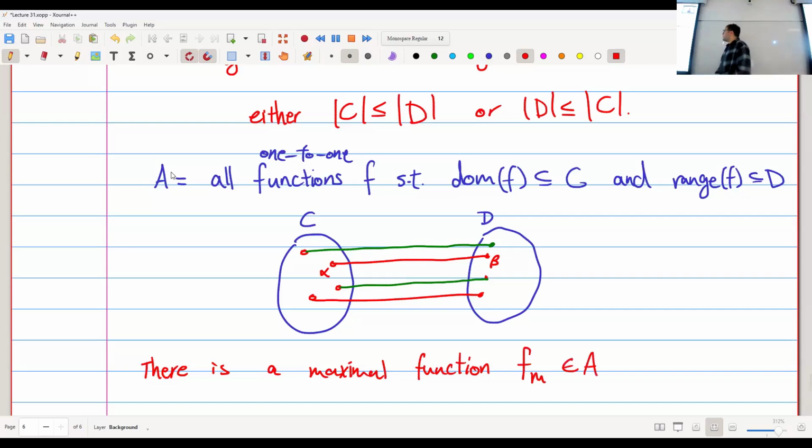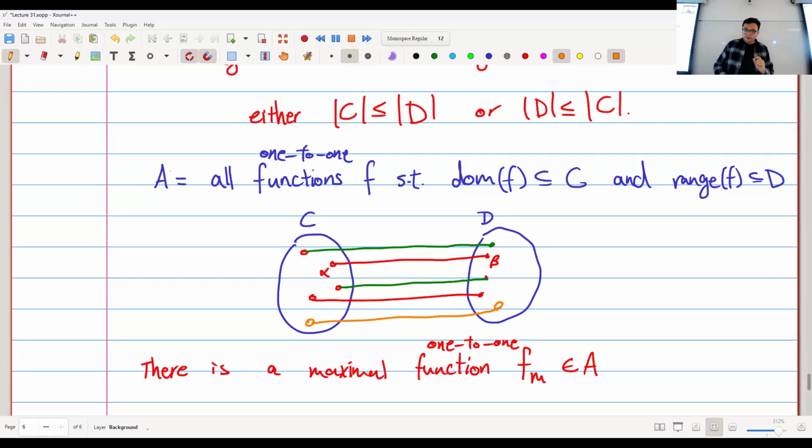Okay. Here's what I claim. I claim that if I look at this maximal function, it either covers all of C or it covers all of D. And again, remember that it's a one-to-one function because I'm only working with one-to-one functions. So suppose that it doesn't. Suppose that I have a maximal function Fm, and there is an element in C that is not mapped to anything in D. And there is also an element in D that is not covered by anything from C. Well, I can just add this edge, and this is a bigger one-to-one function, right? So this would be a contradiction with maximality of Fm.